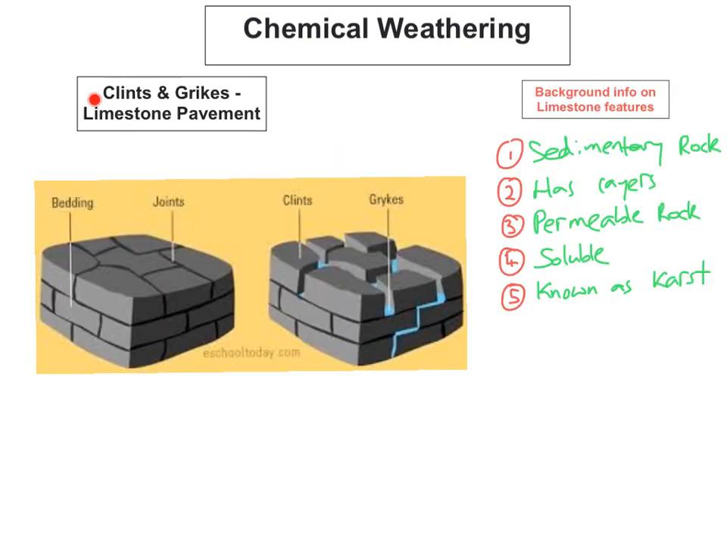So we're going to look at Clints and grykes, so limestone pavement. So this is what limestone pavement starts off as. You've got the bedding, and then you've got these little cracks which are called the joints. Over time, because the rainwater falls into the joints, they end up widening and deepening to form grykes. These grykes, the gaps, are formed because the limestone is less resistant than this bit here, and this bit here is called the Clints, because they are more resistant slabs of limestone. Together, the Clints and grykes make up the limestone pavement.